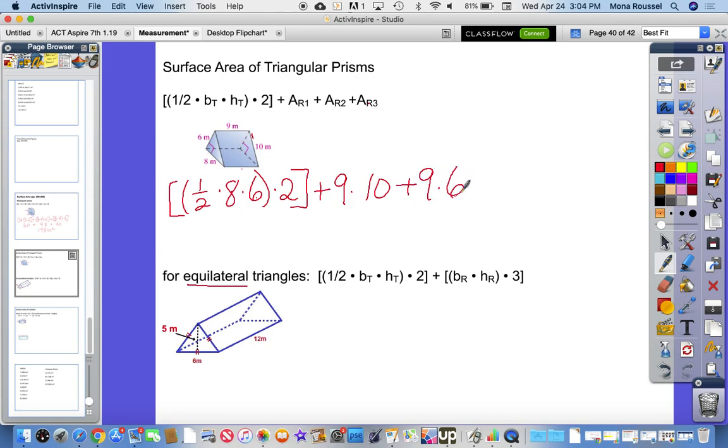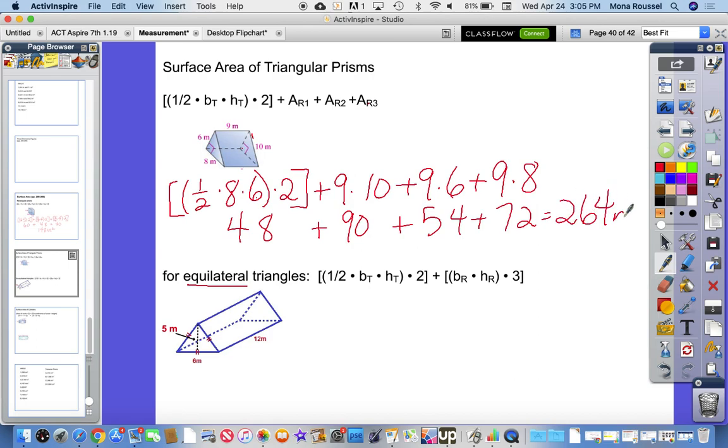So we'll multiply that. And then across the bottom, we would have one that's 9 meters, because this would be the same length as that. That's 9 meters, this is 9 meters. So 9 by 8. And then we do the math. This would be 48 plus 90 plus 54 plus 72 would equal 264 square meters.